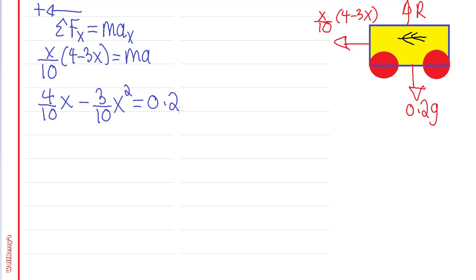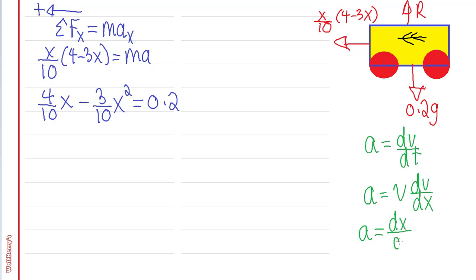Now normally we make a equal to dv over dt. Another way of writing a is v dv over dx. And the reason for that is because a can also be written as dx over dt multiplied by dv over dx. It's the same thing. The dx's can cancel and you go back to dv over dt. Now instead of cancelling, all we simply do is say that dx over dt is a change in x with respect to time, which is the same as v, and dv over dx stays the same. So this here is another way of writing acceleration.